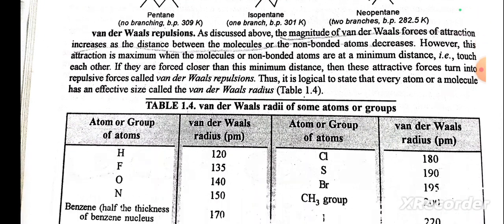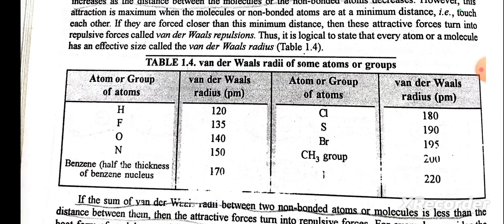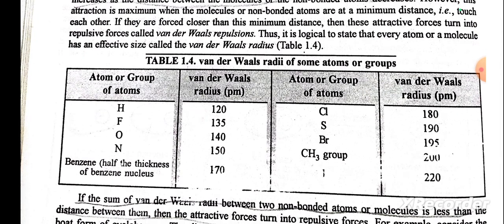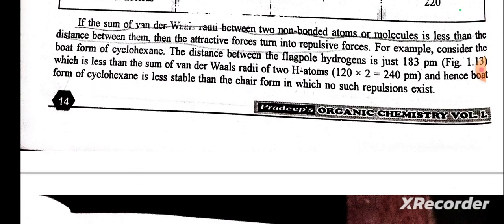As discussed, the magnitude of the van der Waals attraction increases as the distance between two molecules or non-bonded atoms decreases, and the attraction is maximum when the molecules or non-bonded atoms are at minimum distance, touching each other. If they are forced closer than that minimum distance, then the attractive force turns into a repulsive force. Every atom of a molecule has an effective size, the van der Waals radius. If two non-bonded atoms of the molecule come within the sum of their van der Waals radii, the attractive force turns into a repulsive force.